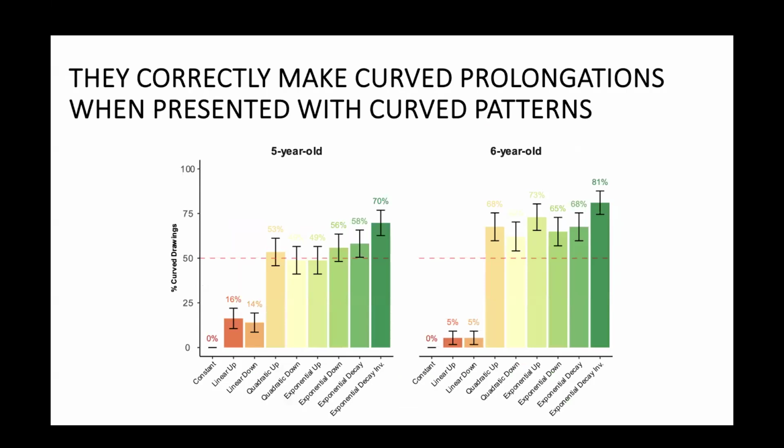Another way of quantifying the results is to see whether the children were correctly making curved prolongations given a certain function. And you can see here, they were almost never making curved prolongations for linear functions, but they were consistently making more curved prolongations for nonlinear functions. In other words, for functions for which a curved prolongation is actually expected. And that was even more the case for 6 years old children.